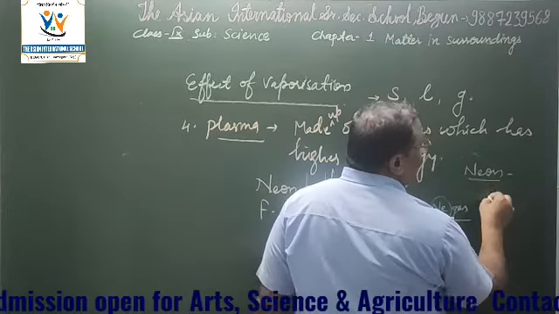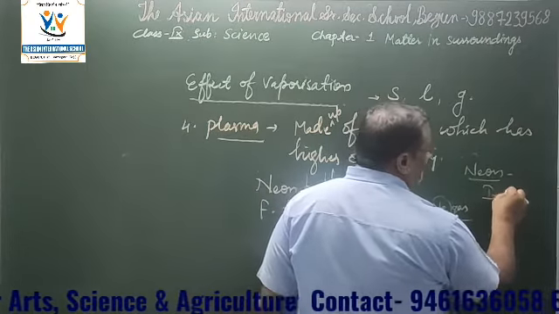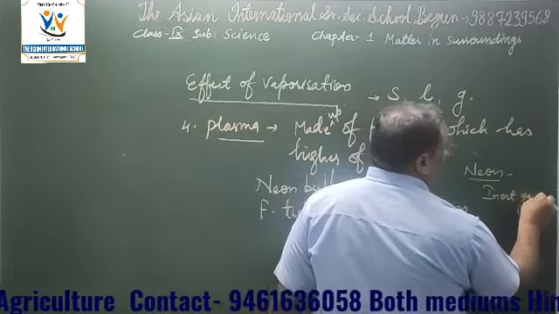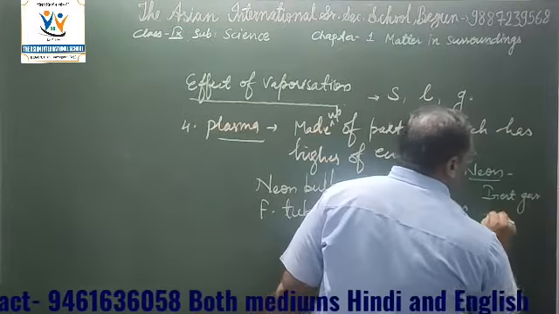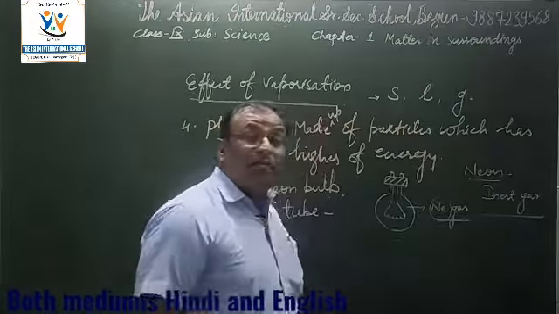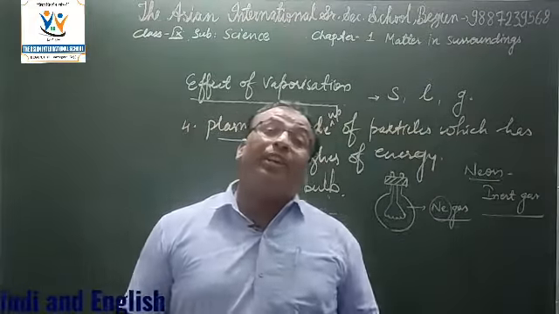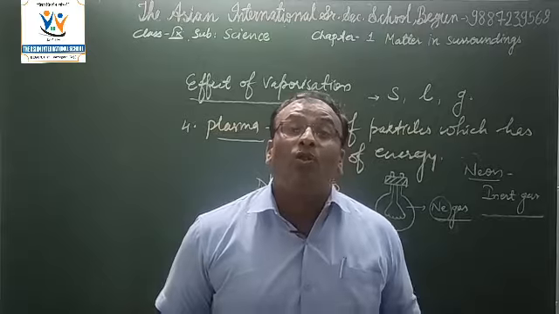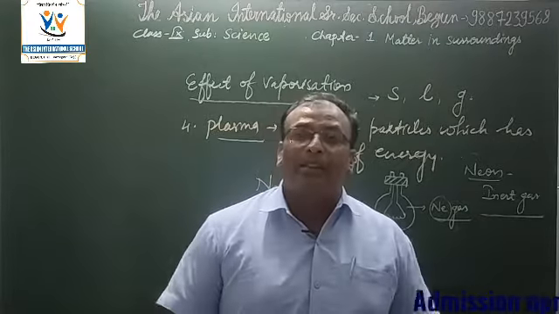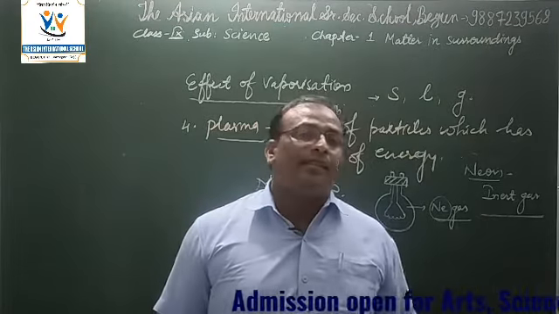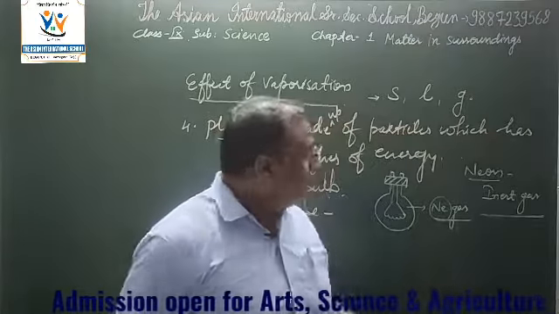Neon is known as an inert gas. If you don't know the meaning of inert gas, I would like to explain. Inert means no reactions, without reacting with other elements. So this gas is called an inert gas.